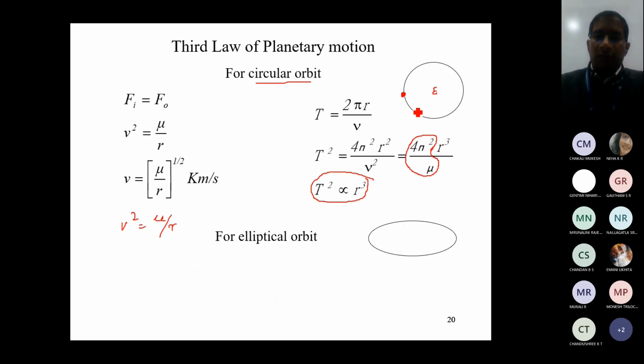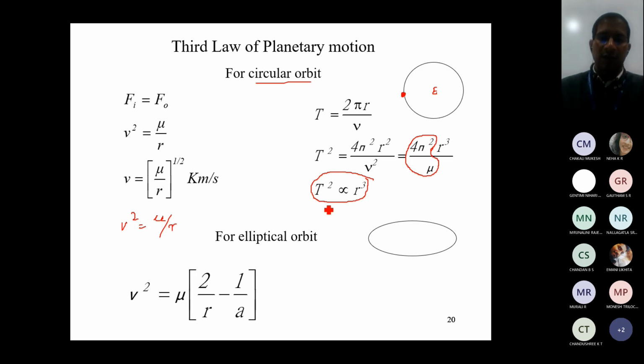Now, this we have calculated when the orbit is a circular orbit. Now, if the orbit is an elliptical orbit, then what about the third law of Kepler? For an elliptical orbit, the value of v square will be given by mu into 2 divided by r minus 1 by a. So what is a here? A is called the semi-major axis.